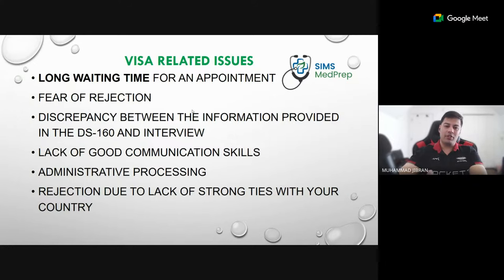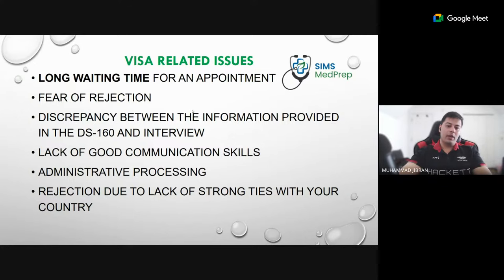The other thing is the fear of rejection, which can shatter your confidence. I've noticed that when there's a wave, everybody's getting rejection from the embassy, and people sometimes go in with the fear that they're going to get rejected, which shatters their confidence and creates discrepancies between the information they provided in the DS-160 and the interview they're giving at that time. So that is a big thing.